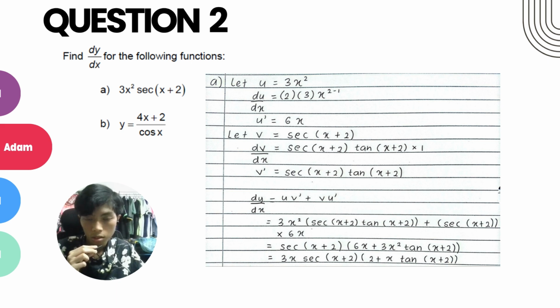To get our dy dx, we need to use the quotient formula, which is u v prime plus v u prime. We substitute our u, u prime, v and v prime into the quotient rule. And then we use factorization to get sec(x plus 2) times 6x plus 3x squared times (x plus 2). And lastly, we simplify it further, getting the final and best form, which is 3x sec(x plus 2) times (2 plus x tan(x plus 2)).